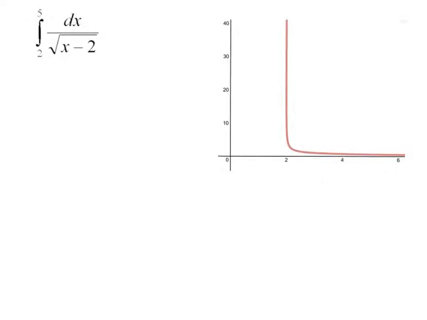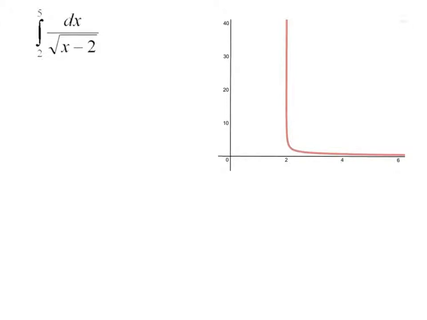In this video, we're going to look at some more work with improper integrals. So we're finding the area from 2 to 5 of 1 over the square root of x minus 2. I've included a graph here so you can see why it's improper. It's because we have a vertical asymptote at an endpoint. So that's what makes it improper.